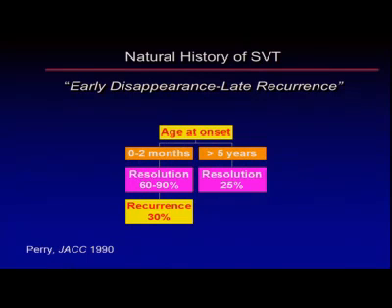The natural history of SVT is a really important concept for understanding what happens to these patients after they leave the NICU, after they have their first event in the nursery. What do we expect? A study done by Jim Perry almost 20 years ago shows the concept of early disappearance and late recurrence. If the age of onset of your tachycardia is 0 to 2 months old, the probability that it's going to go away on its own is 60 to 90%, and the probability of recurrence is about 30%.